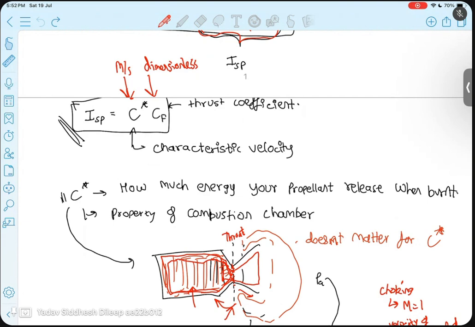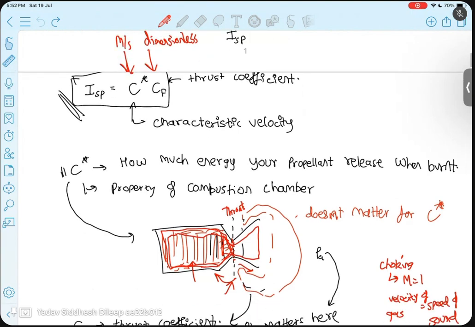Any course can teach you derivations, not the fundamentals. It depends on the interaction between the learner and the instructor. So ISP has two terms. One is C star, also known as characteristic velocity, and another is CF, also known as thrust coefficient.